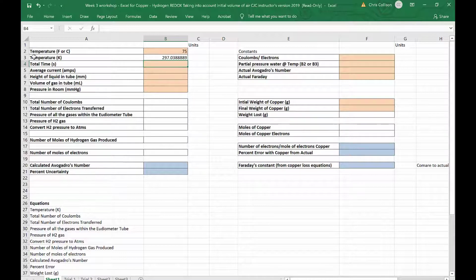The other thing you're going to do is you're going to measure the total amount of time that you're conducting the experiment, that you're passing a current through the system. So we're going to write down, for example, a time.